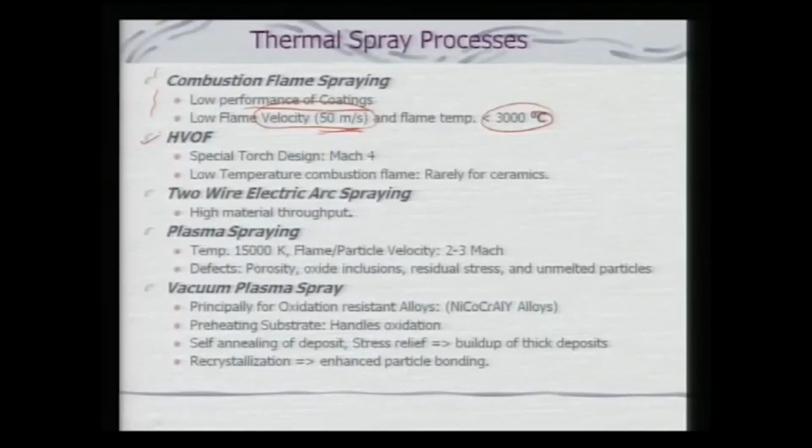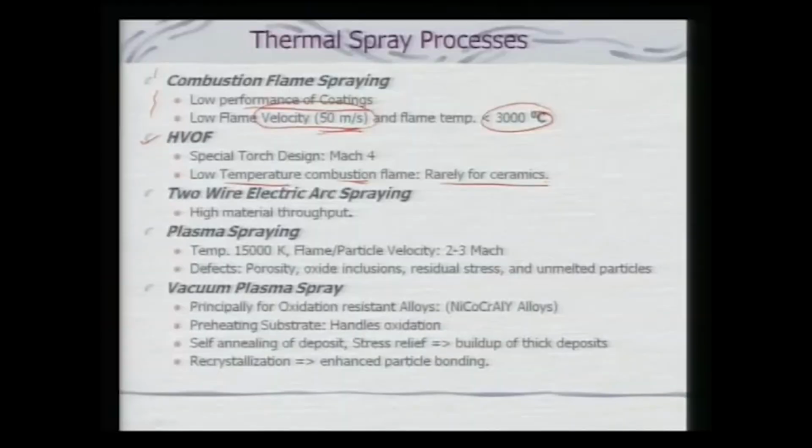Second category is high velocity oxy-fuel. It is a special torch design which can achieve supersonic velocities to the order of Mach 4, which is approximately 1200 meters up to 2000 meters per second. Though the temperature of this flame is a little lower because it is again coming from combustion, it has sufficient impact energy available for plastically deforming a soft material such as aluminum, copper, nickel. But it is rarely used for ceramics because the plastic deformation is very limited for ceramics. So, ceramics are inherently coated via plasma spraying or vacuum plasma spraying.